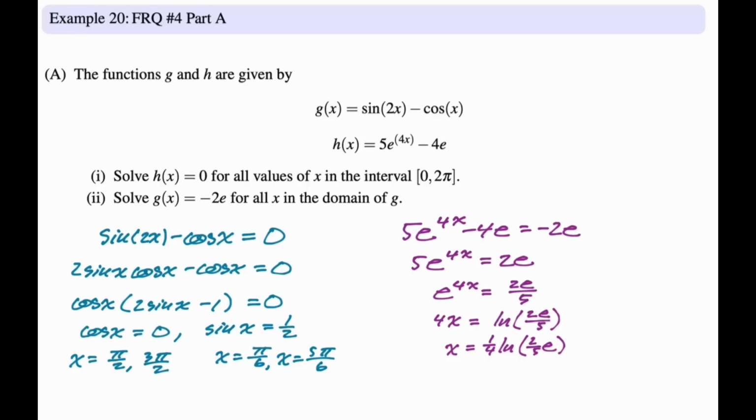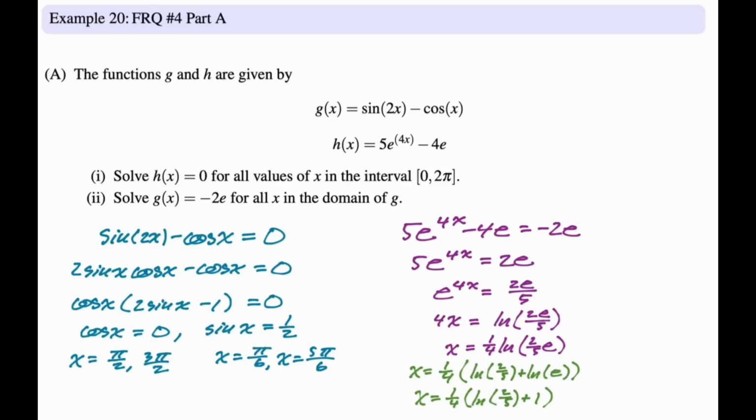I'm going to use the property that multiplication within becomes addition between. So I get 1/4 the quantity, natural log of 2/5 plus natural log of e. The natural log of e is 1. So here's an alternative answer. I'm curious to see in years to come, or as they put out more information, which of those answers they would accept. My guess is probably both. I don't think you would intend for this question to be that hard, but like, I don't know.